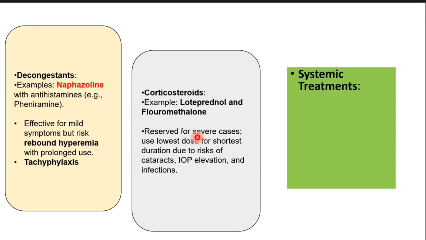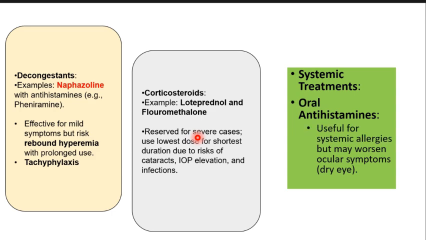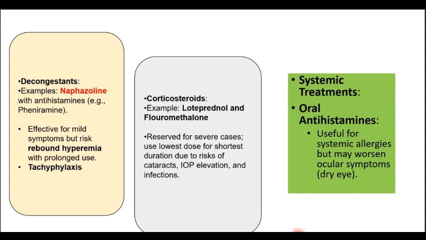Now sometimes systemic treatments might be given, like oral antihistamines. These would be given to those patients who have other symptoms as well, like chronic rhinitis and even asthma. The only thing with oral antihistamines is that they might actually worsen your dry eye symptoms, because oral antihistamines also have some sort of anticholinergic effect that can lead to worsening of the dry eye symptoms.